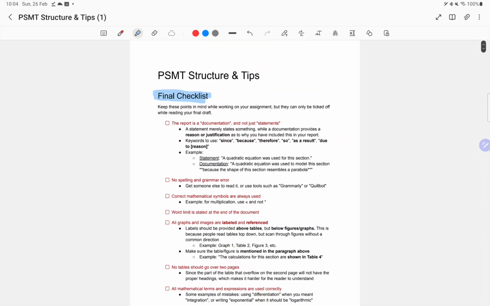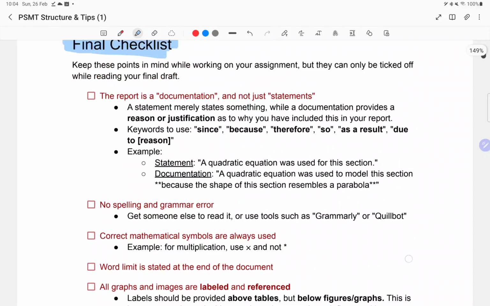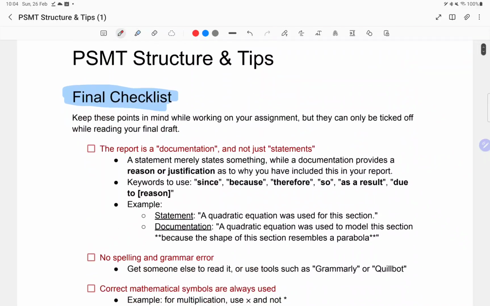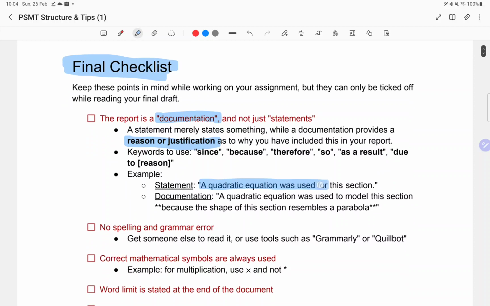Now let me walk you guys through the checklist here, the initial checklist. Have a look. Let's do it. The report is a documentation, not a statement. So documentation means you need a reason or justification. For example, see this statement there? A quadratic equation was used for this section. Or for you guys, an exponential equation was used to model the data. That's a statement, right? You don't want a statement, you want a documentation.